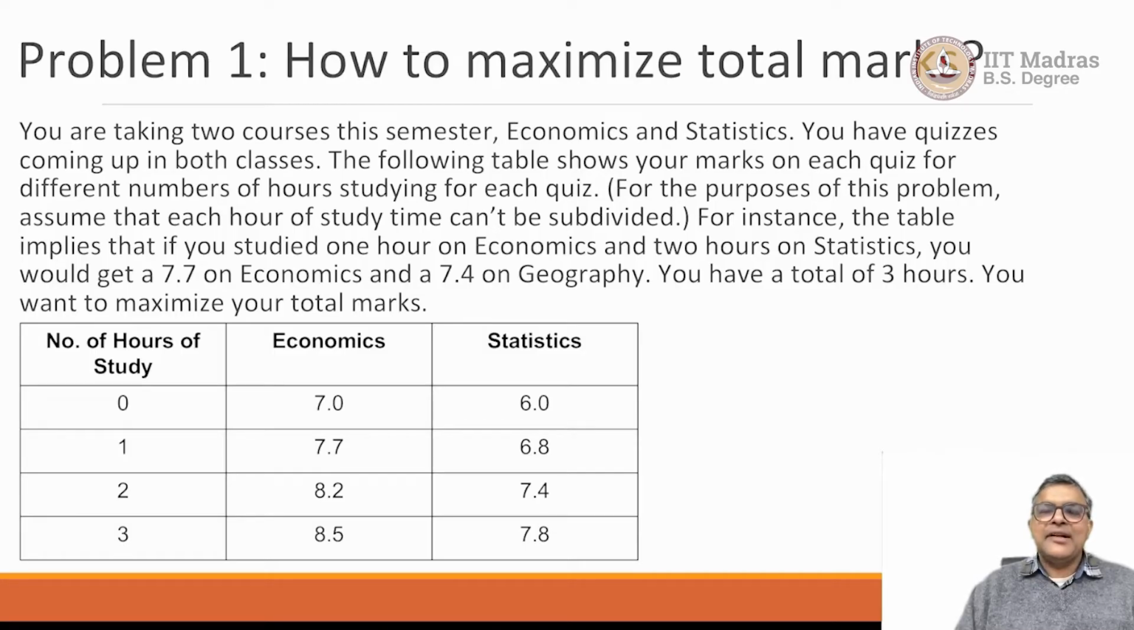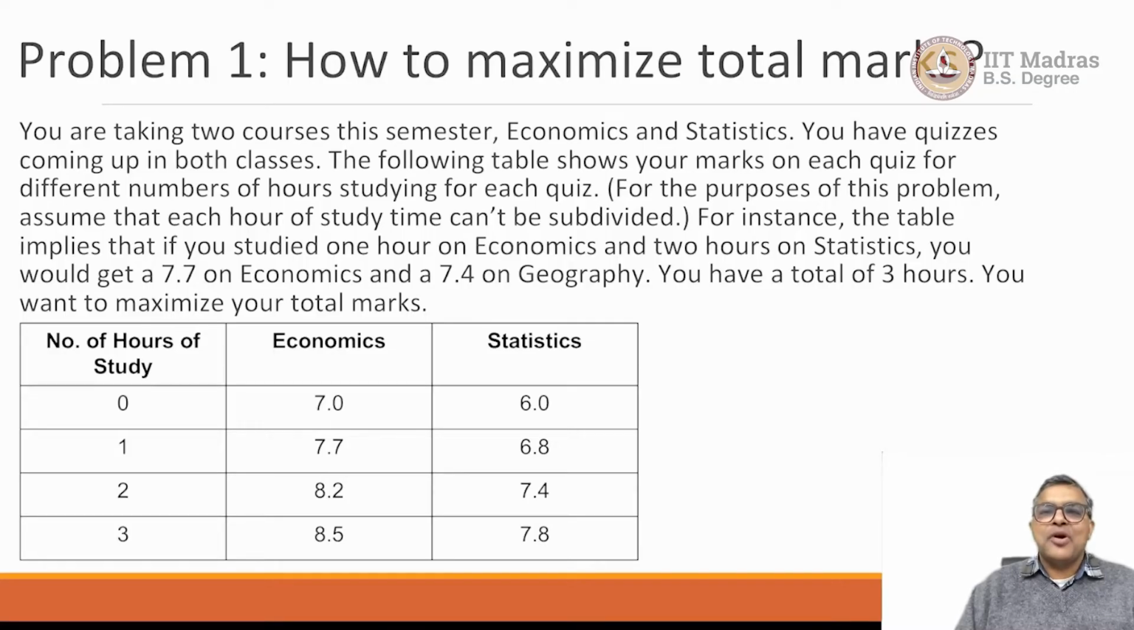And deliberately in the beginning I have kept examples with numbers, and later on again we will get into algebra and calculus. Here the question is that you are taking two courses this semester. One is economics and the other is statistics. This is just an assumption. You have quizzes coming up in both classes. The following table shows your marks on each quiz for different number of hours studying for each quiz.